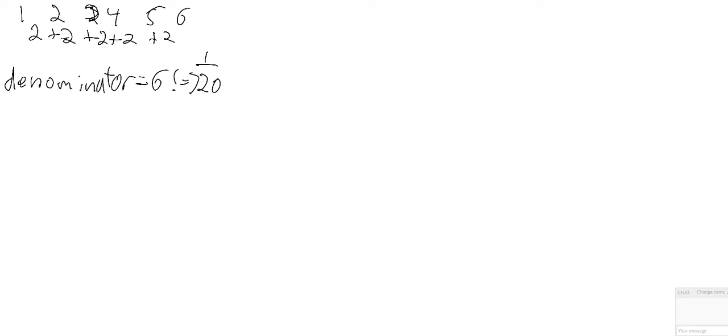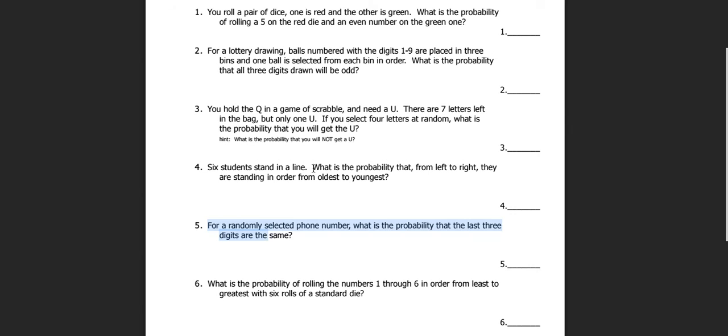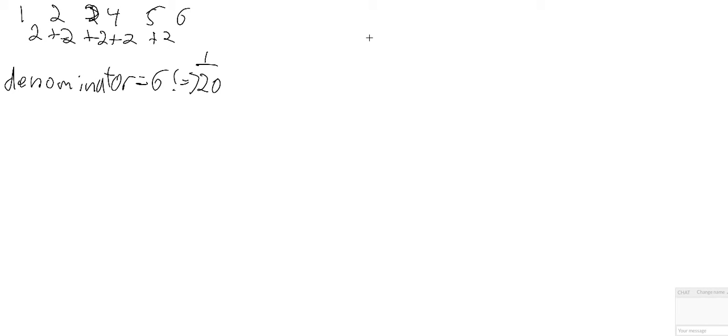In this question, I think that you could just assume that they're going to have different ages, because that would make it a lot more complicated. Because then you could have 3, etc. But yeah, 1 out of 720. That sounds right.